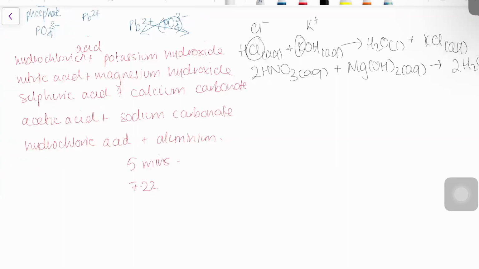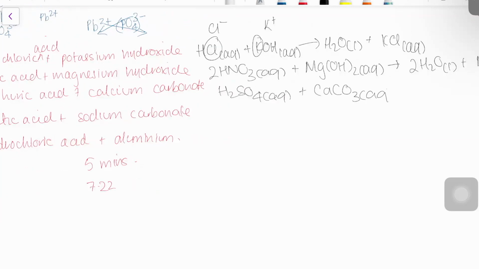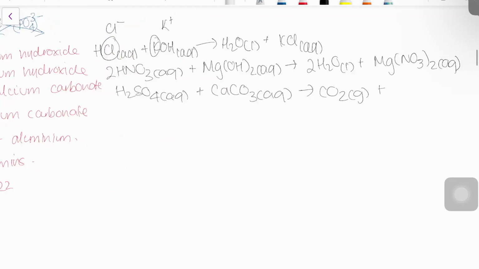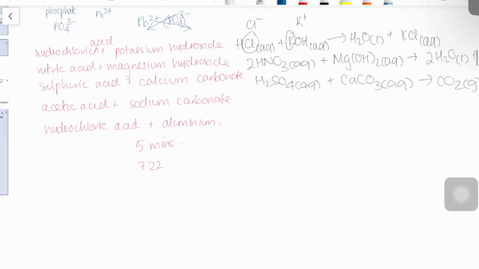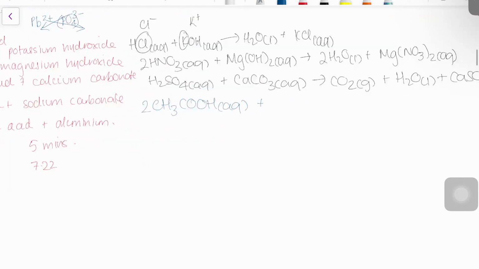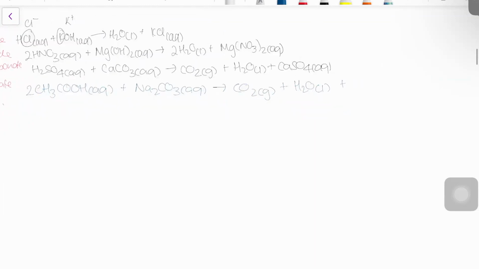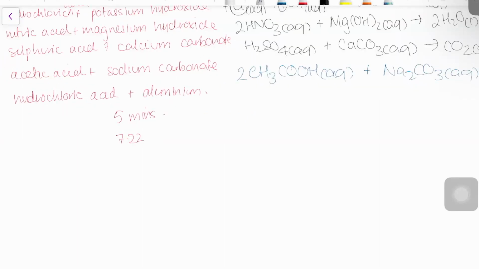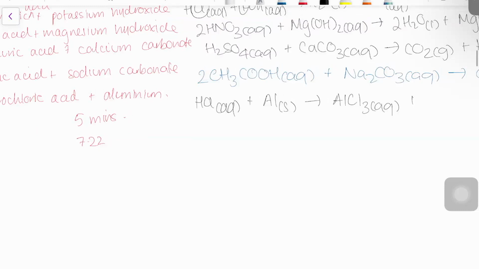Sulfuric acid and calcium carbonate: H2SO4 aqueous plus CaCO3 aqueous turns into CO2 gas plus H2O liquid plus CaSO4. Acetic acid and sodium carbonate: 2CH3COOH aqueous plus Na2CO3 aqueous makes CO2 gas plus H2O liquid plus 2CH3COONa aqueous. Hydrochloric acid and aluminium: HCl aqueous plus Al solid produce AlCl3 aqueous plus hydrogen gas.